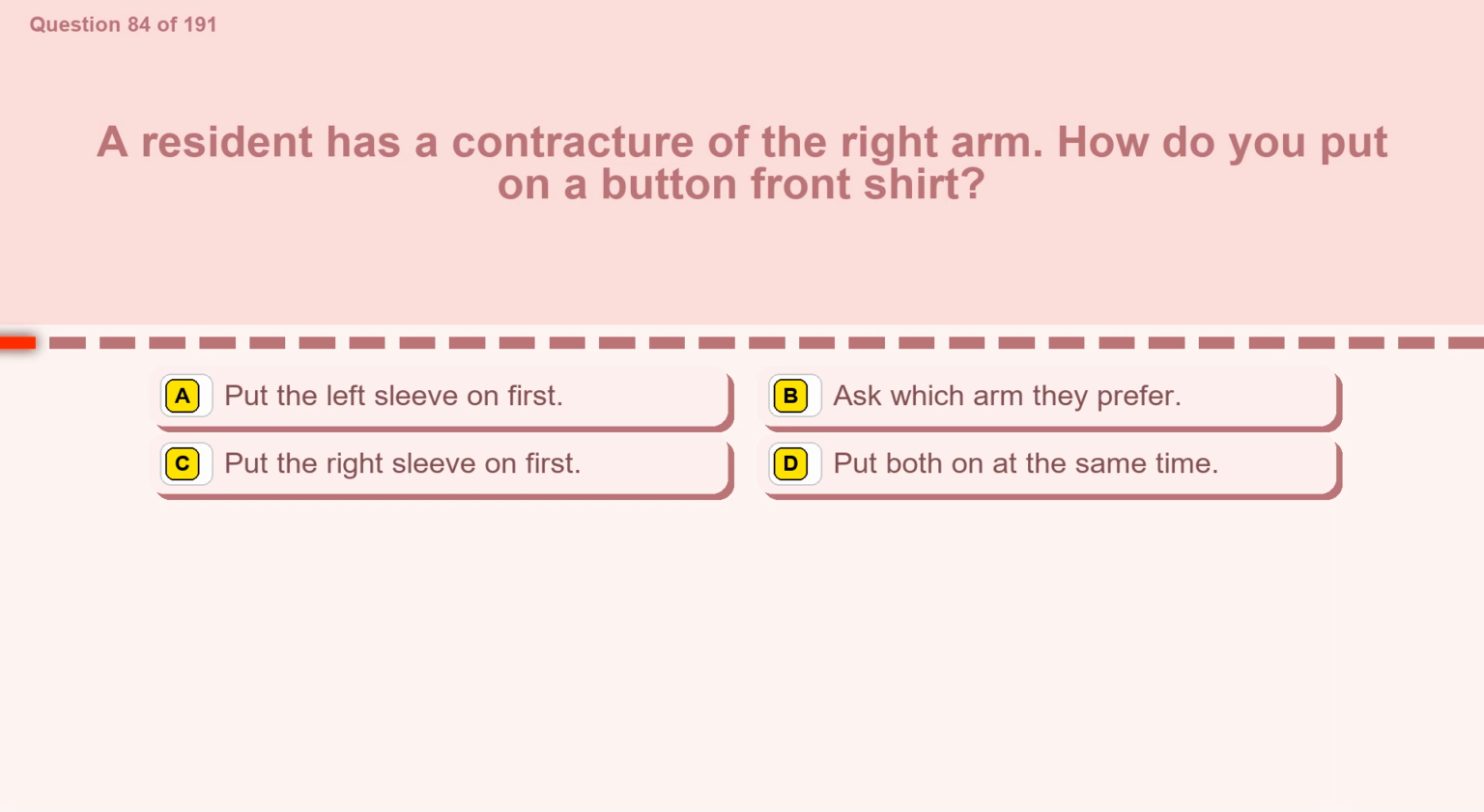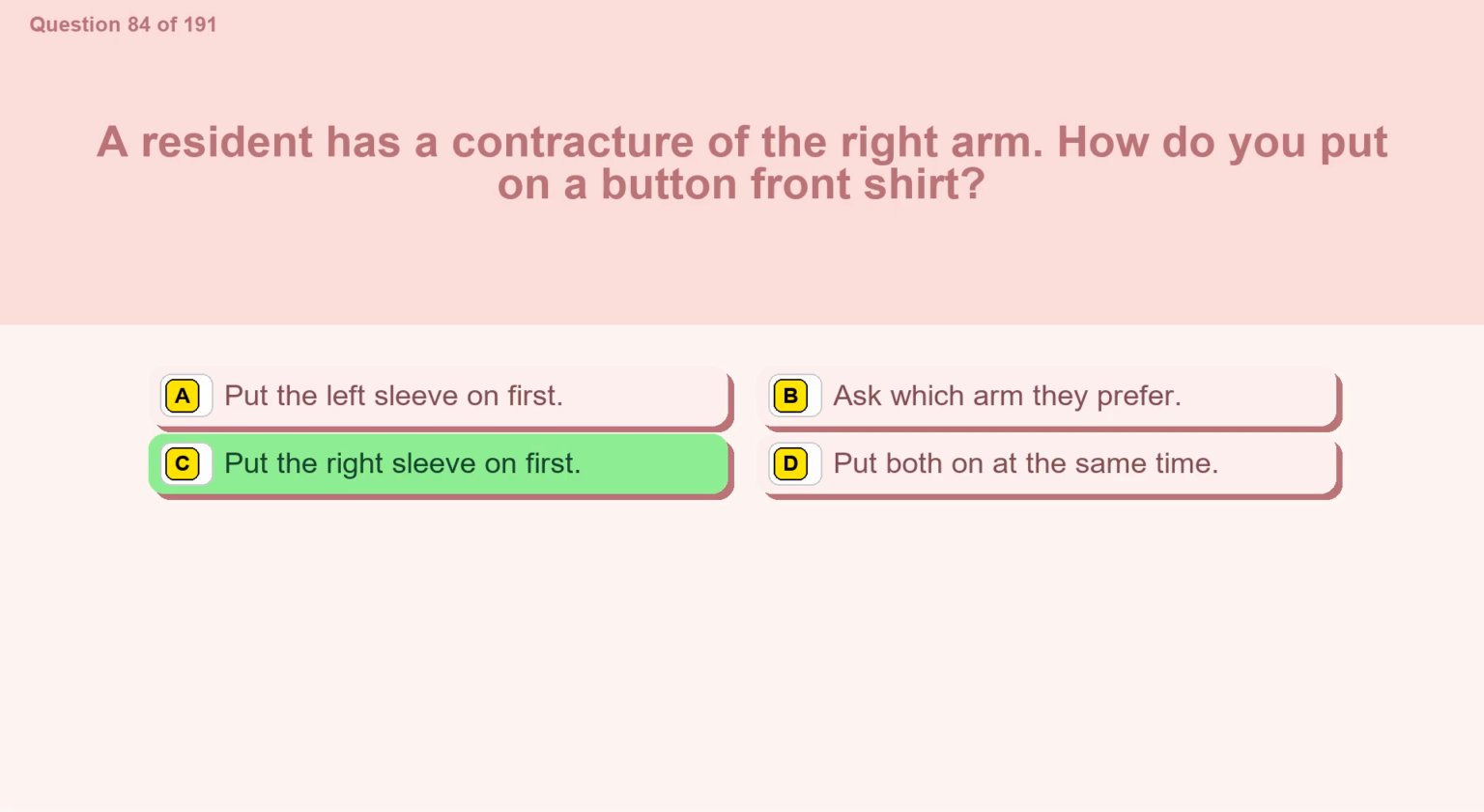Question 84. A resident has a contracture of the right arm. How do you put on a button front shirt? Option A. Put the left sleeve on first. Option B. Ask which arm they prefer. Option C. Put the right sleeve on first. Option D. Put both on at the same time.